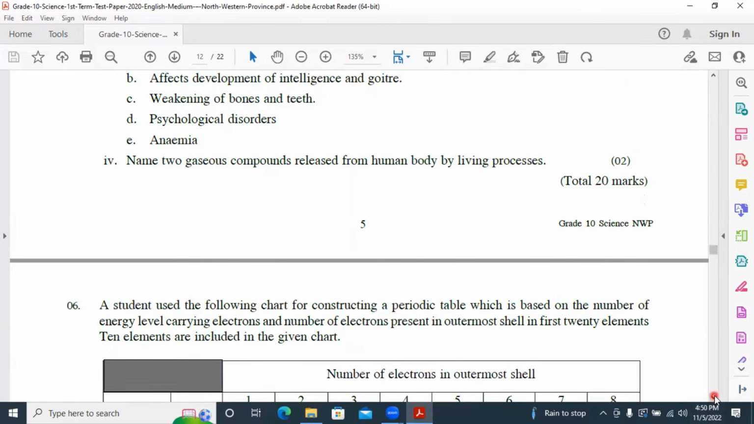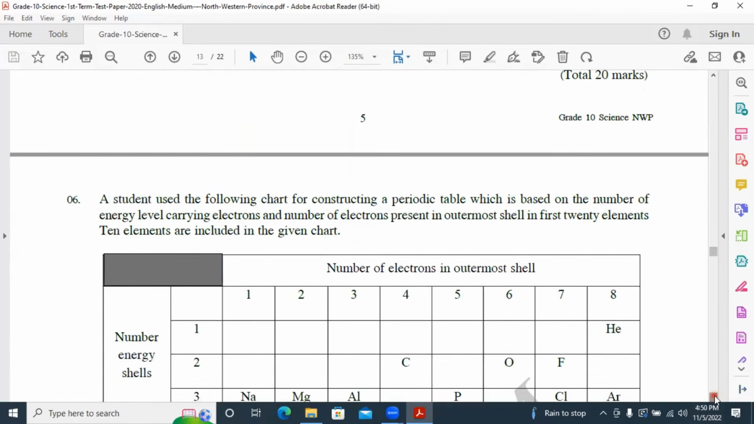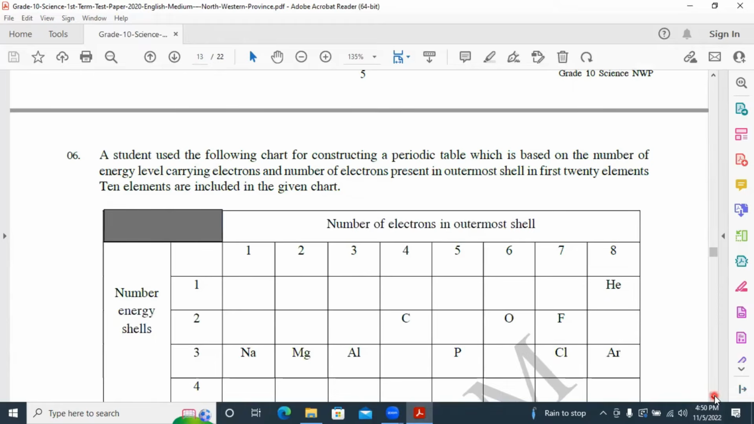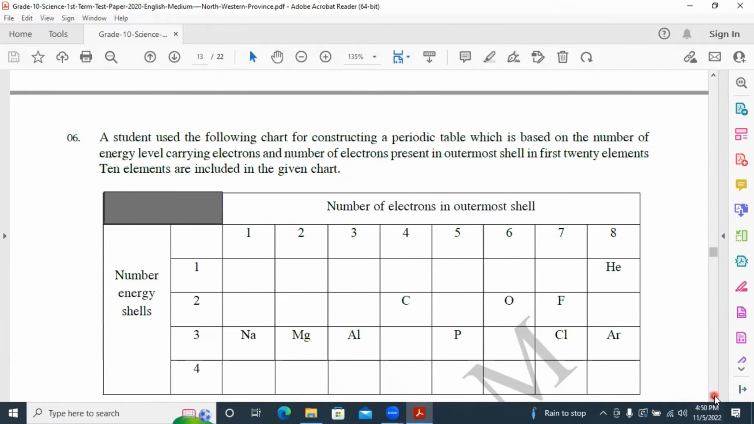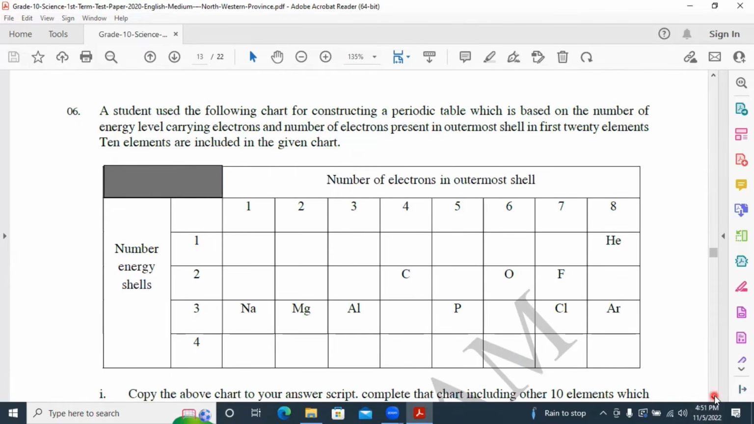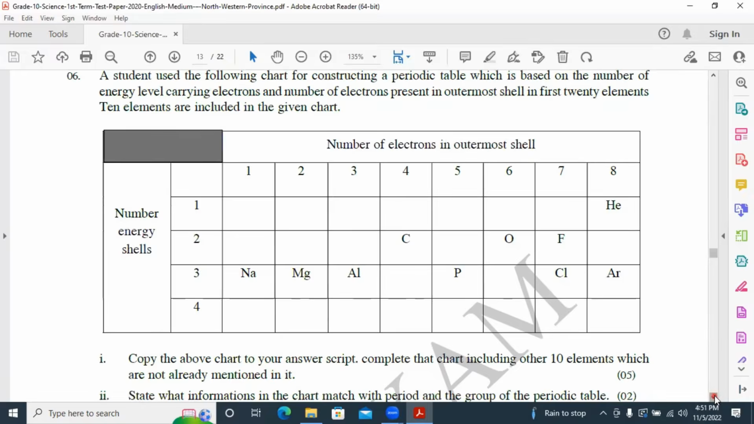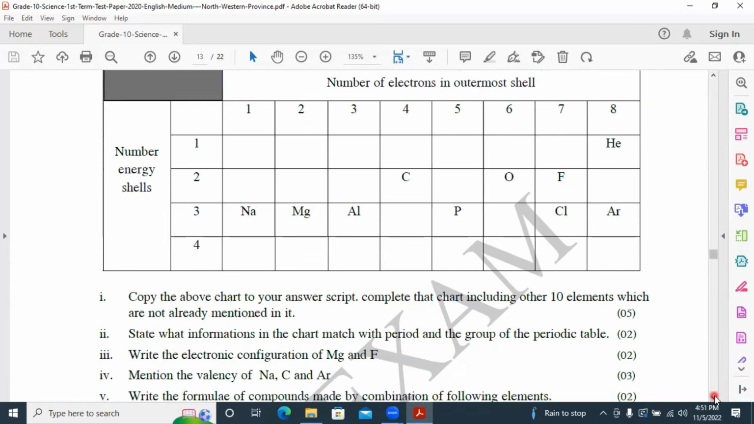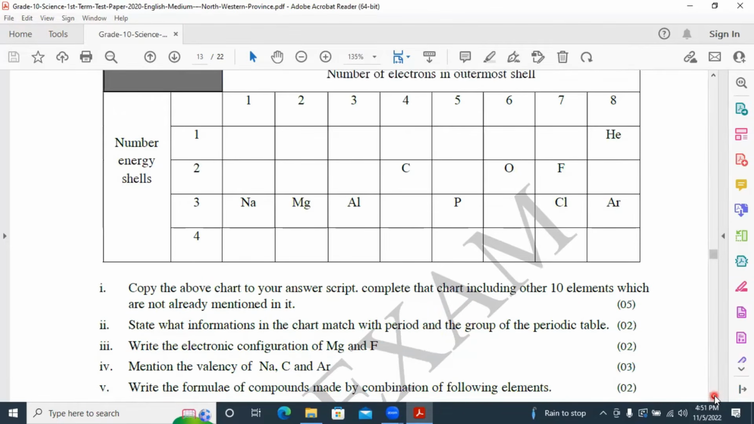Question number 6. A student used the following data chart for constructing a periodic table which is based on the number of energy levels carrying electrons and number of electrons present in the outermost shell in the first 20 elements. 10 elements are included in the given chart. Copy the above chart to your answer script. Complete that chart including the other 10 elements which are not already mentioned in it.